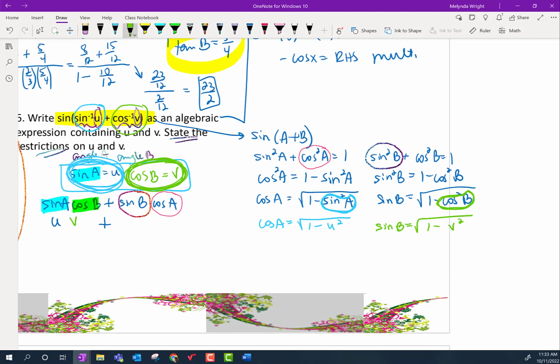Now I'm simply going to replace sine of B with this sine of B thing, which is the square root of 1 minus V squared. And I'm going to replace cosine A with the cosine A thing, which is the square root of 1 minus U squared. And this is my answer. Everything is in terms of U and V.